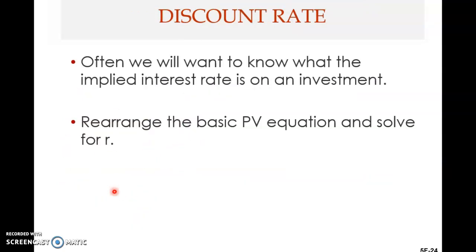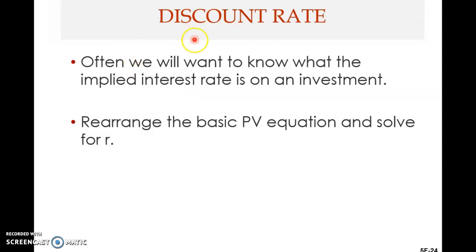Now we come to the third key part of this chapter, which is about the discount rate. Not necessarily only discount rate, we can call this the interest rate. Often we will want to know what the implied interest rate is on an investment. So here the unknown element is the interest rate. Remember the 4 elements in a simple time value of money problem. There will be 4 elements, 3 will be known, and 1 will be unknown.